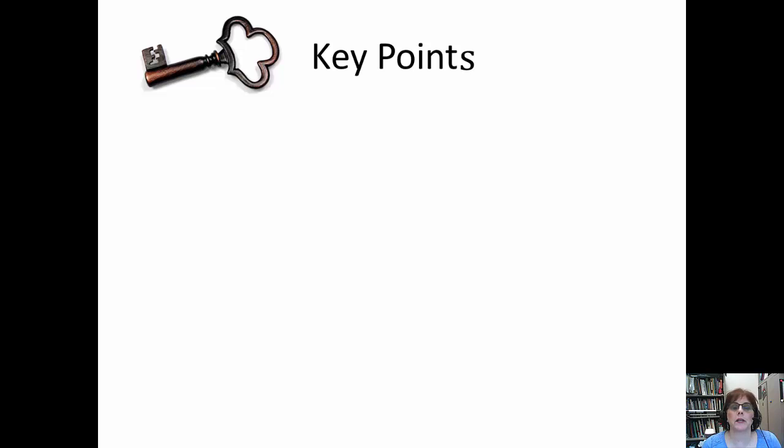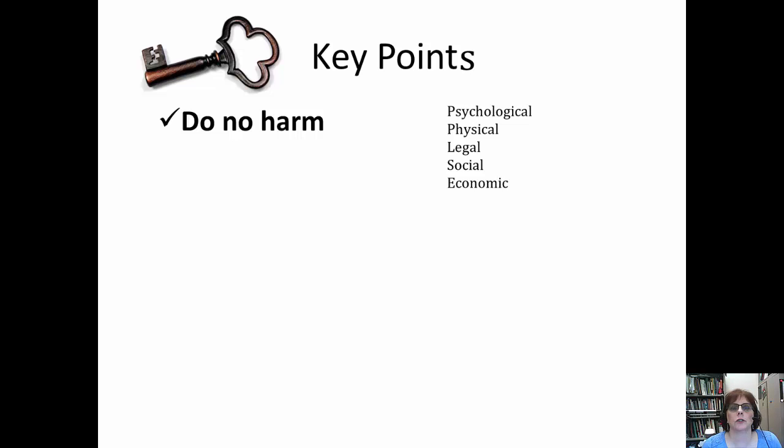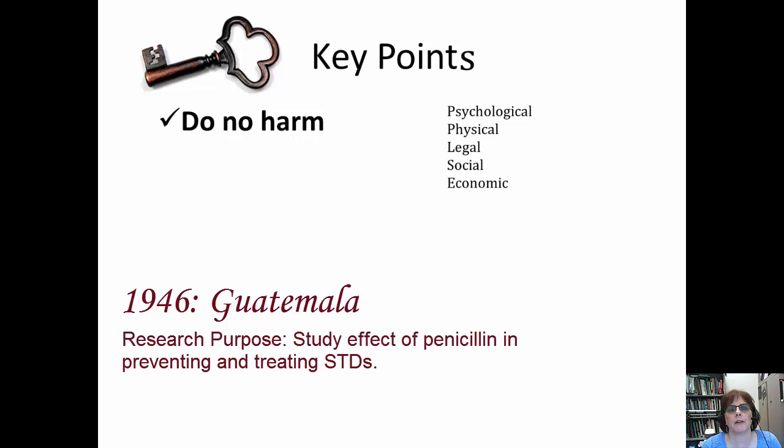The first and foremost being do no harm. Whatever research you conduct should not result in harm to the research subjects. And there are multiple types of harms: psychological, physical, legal, social, and economic. A classic example is the 1946 U.S. government's research experiments in Guatemala. The United States Public Health Service, funded by a grant from the U.S. National Institutes of Health, was allegedly interested in determining the effects of penicillin in preventing and treating sexually transmitted diseases.